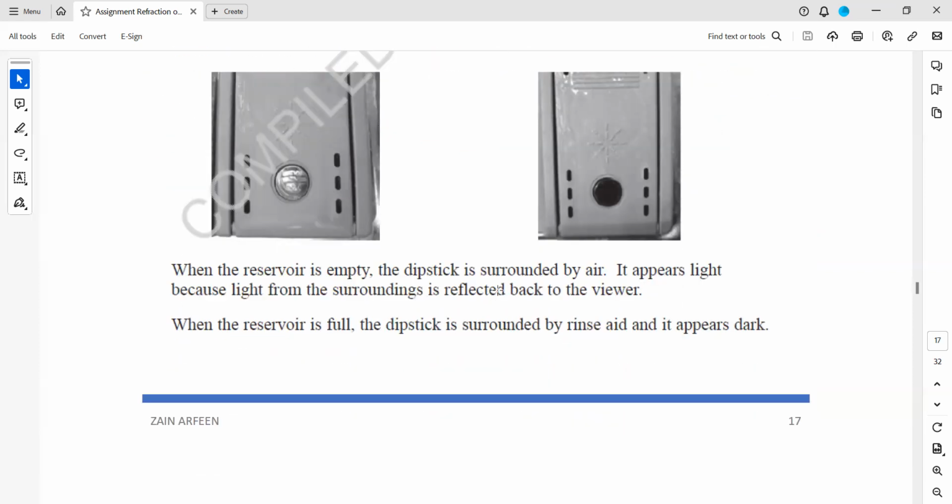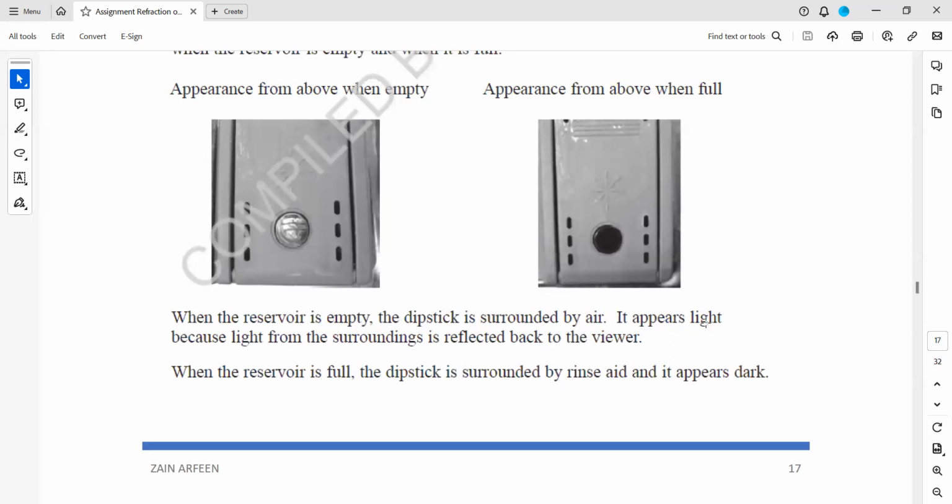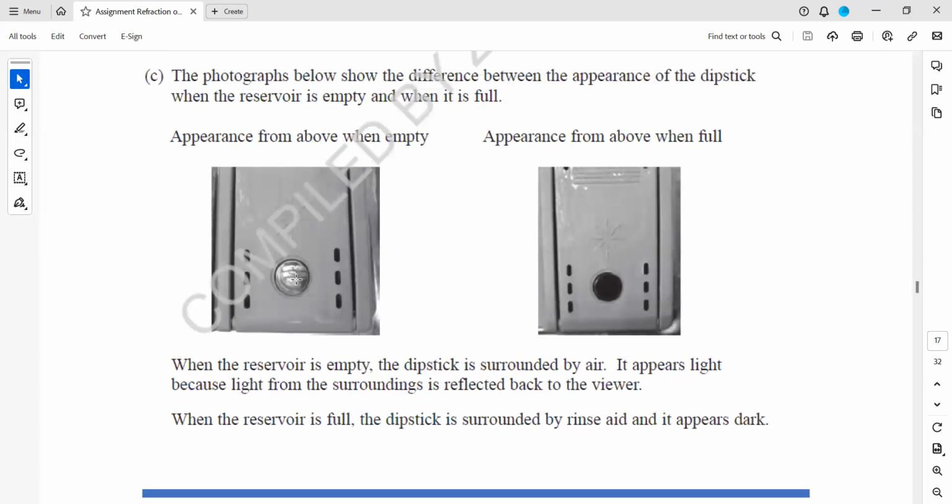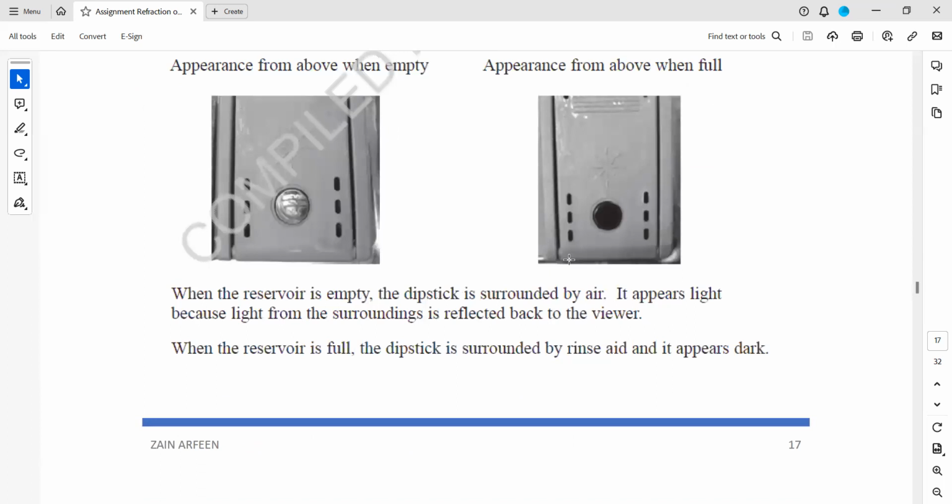When the reservoir is empty, the dipstick is surrounded by air and it appears light, because the light from the surroundings is reflected back into the viewer. When the reservoir is full, the dipstick is surrounded by rinse aid and it appears dark. This is when we are looking from the top. When it is empty, we are able to see the light, but when the dipstick is surrounded by the rinse aid, it appears dark.